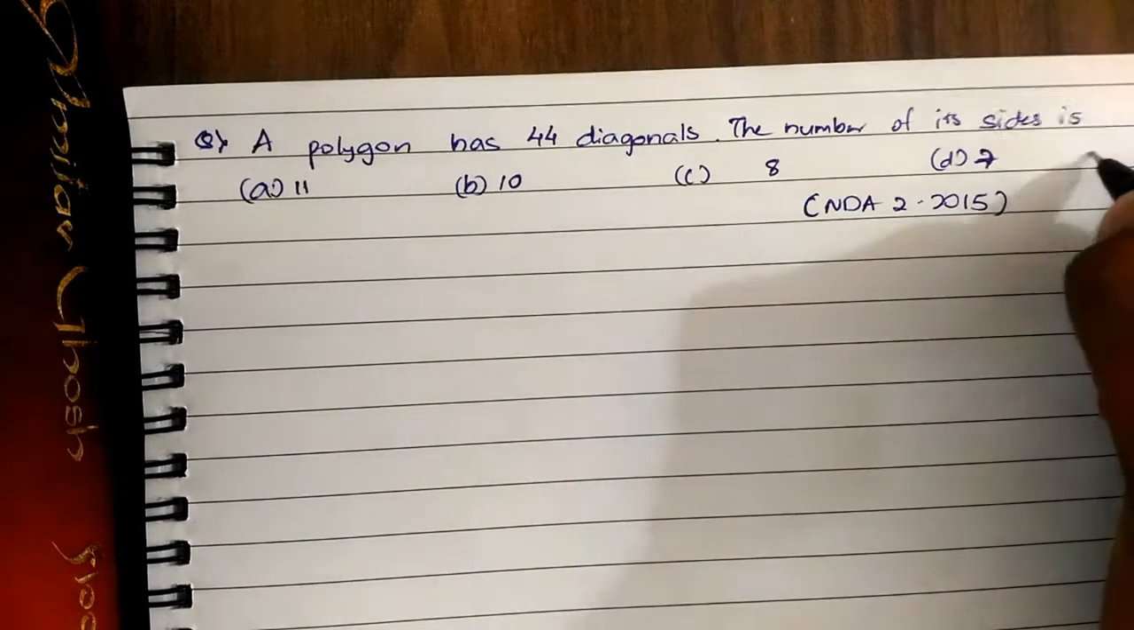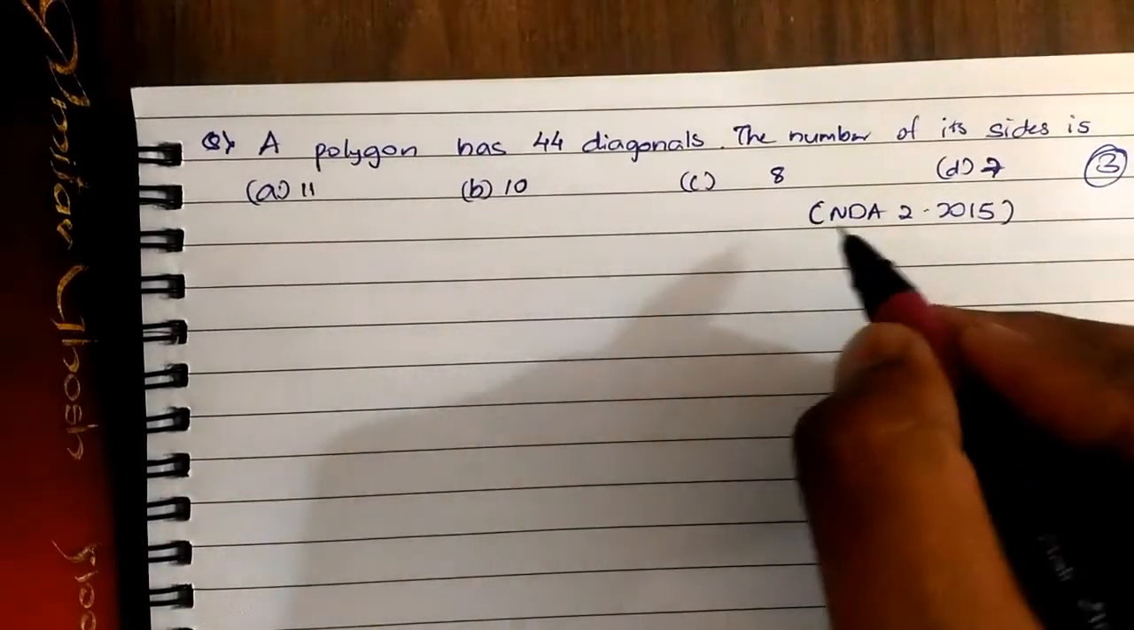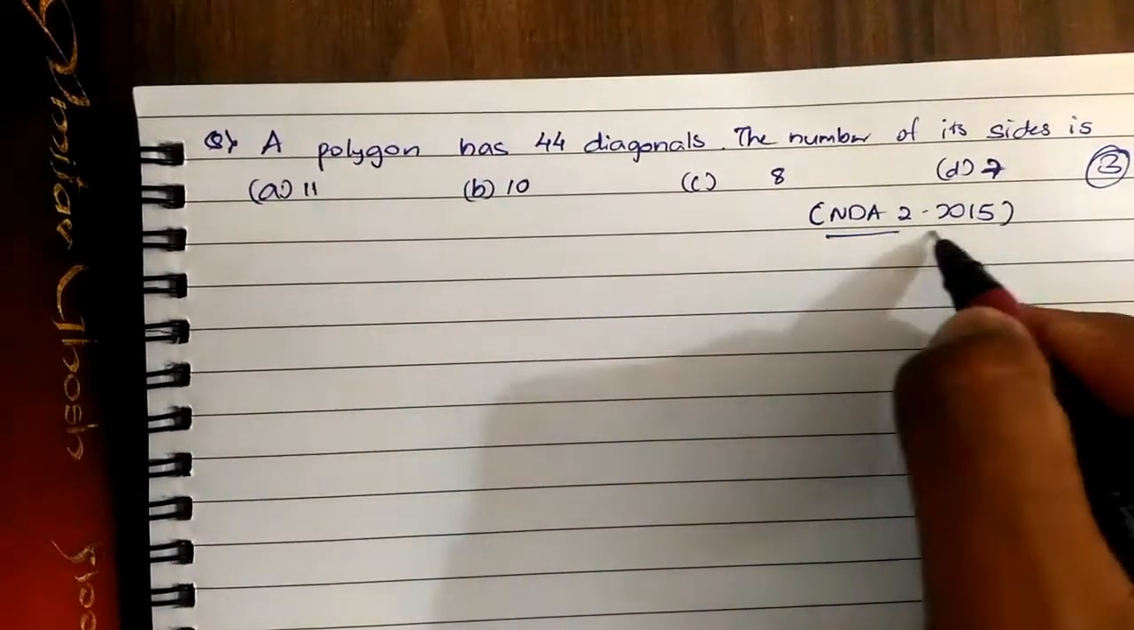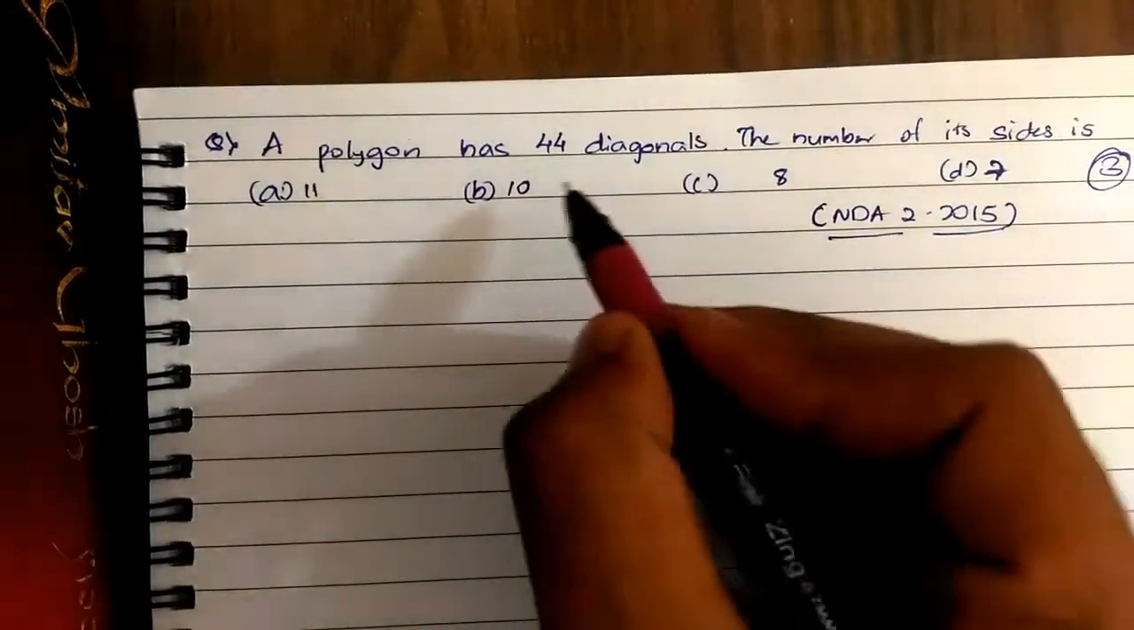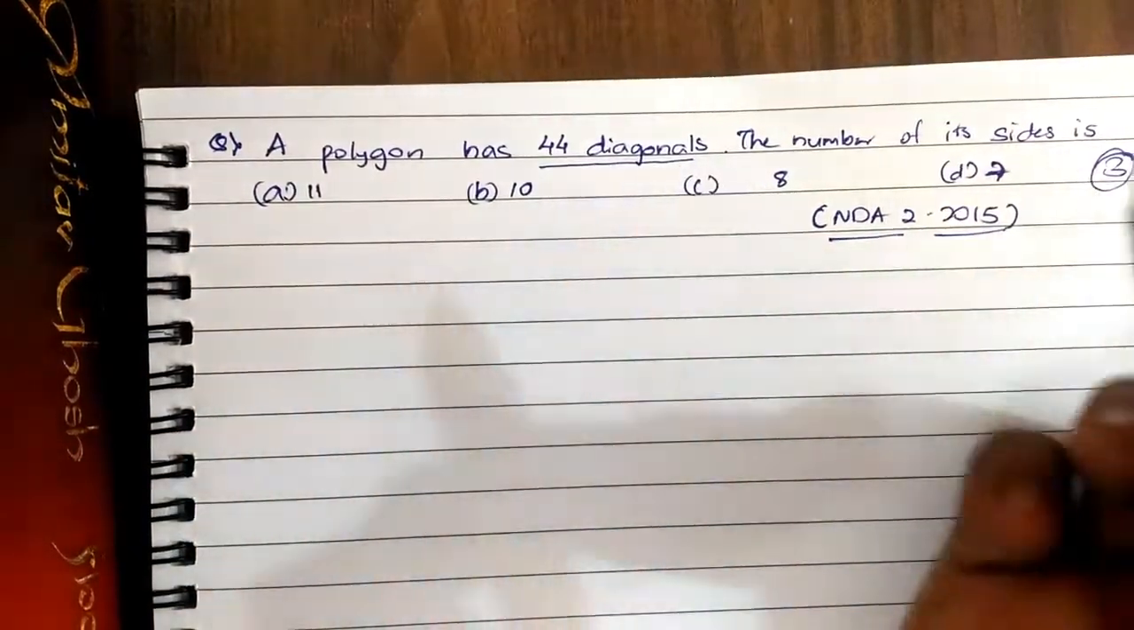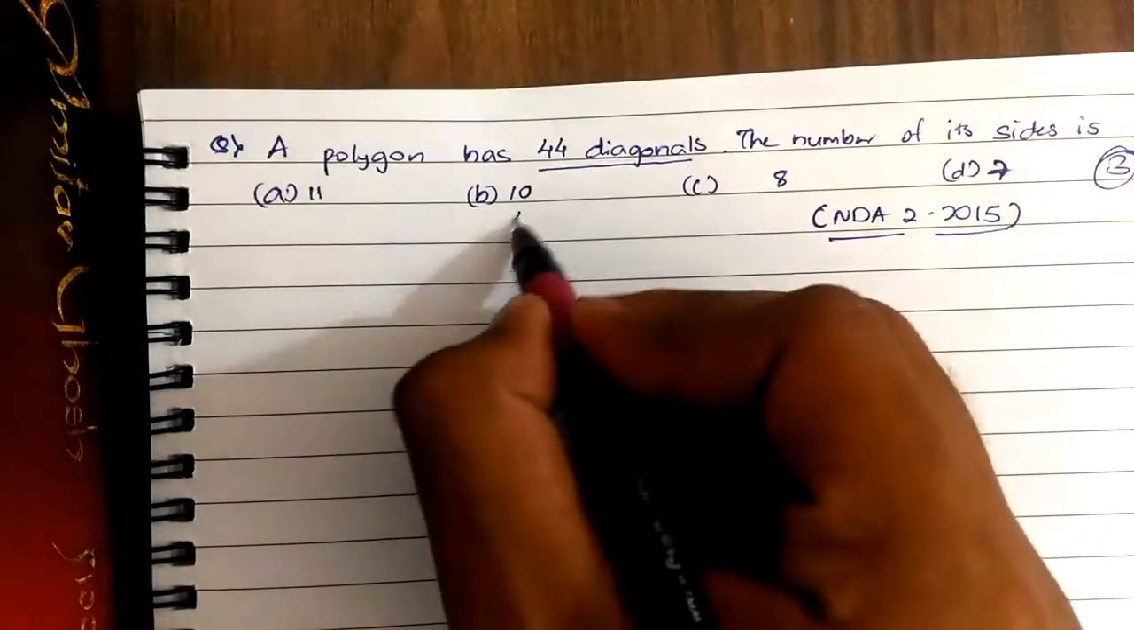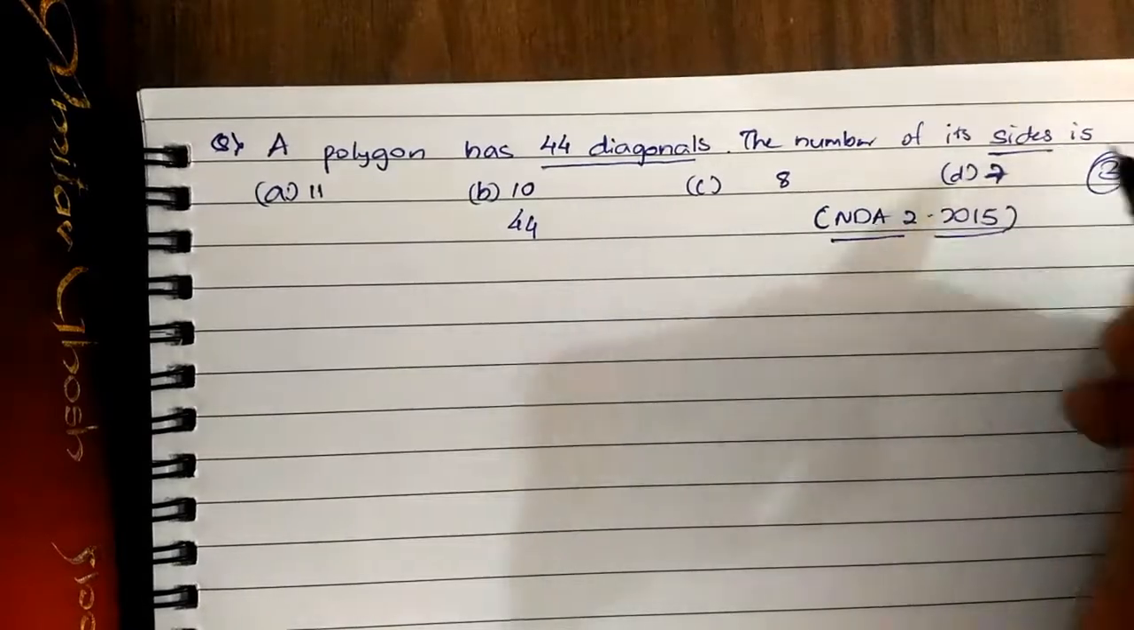So this is another question. This is video number 3. This is a question from NDA 2 of 2015. It's a very simple question. They are given the number of diagonals in a polygon. The number of diagonals in a polygon is 44. So we are supposed to find its sides.